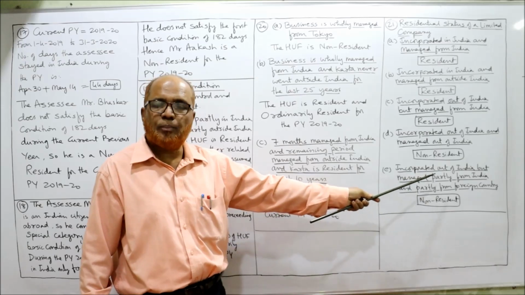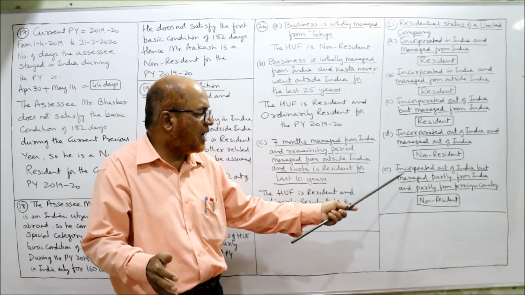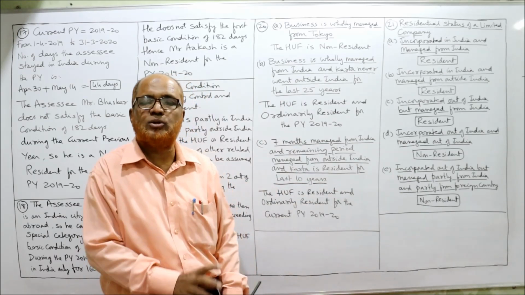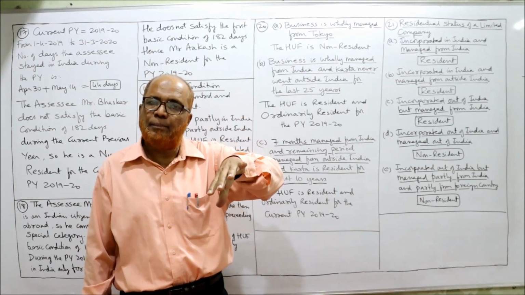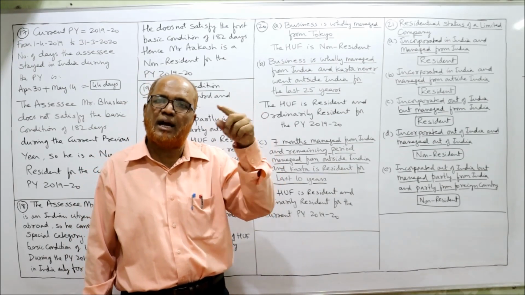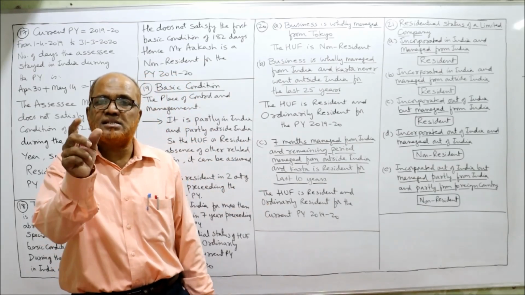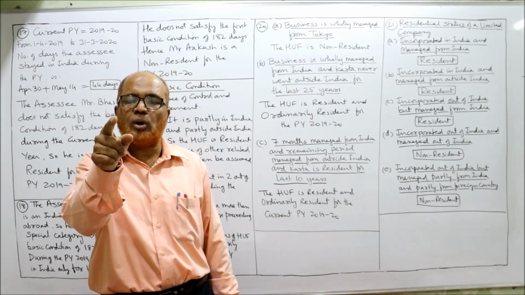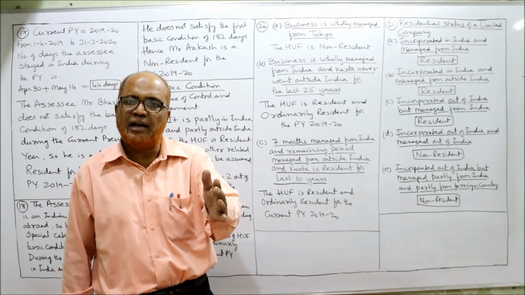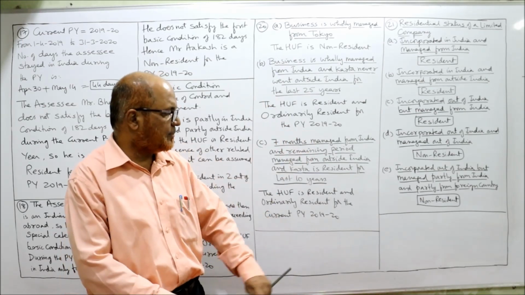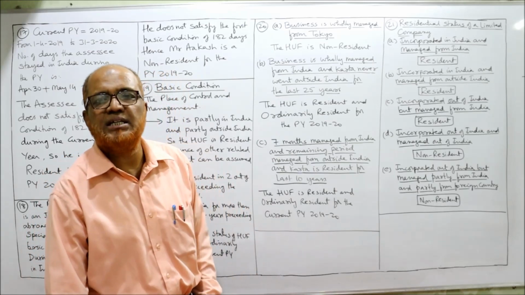Last one, incorporated out of India but managed partly from India and partly from a foreign country. Just now I told you, if it is incorporated out of India and partly managed in India and partly outside India, it will be a non-resident company. It will be resident only when the control and management is completely in India. Then only it will be resident. If it is partly in India, partly outside India, it's a non-resident. So this is the end of problem number 21.